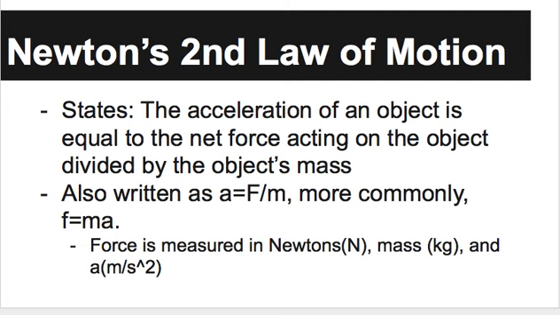This is also written as acceleration, or A is equal to F divided by M. More commonly, you see that as F is equal to M times A. So acceleration is equal to force divided by mass, or force is equal to mass times acceleration. Force is measured in newtons, mass is measured in kilograms, and acceleration is measured in meters per second squared.